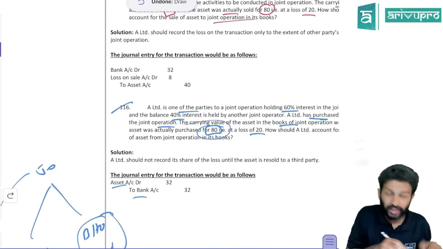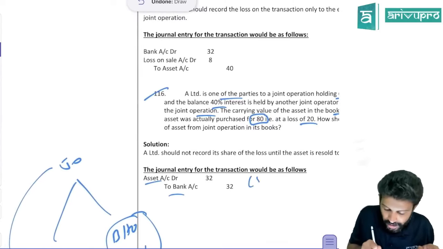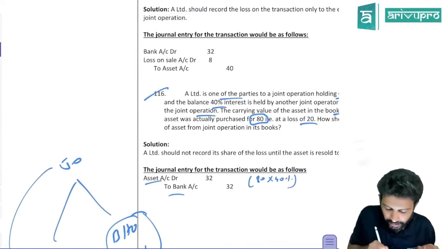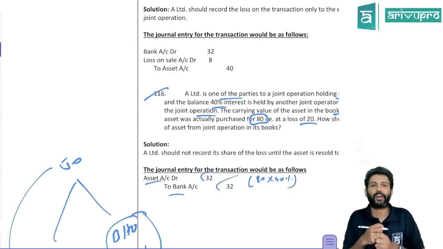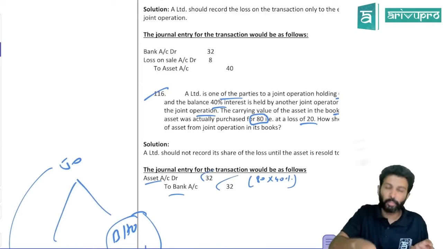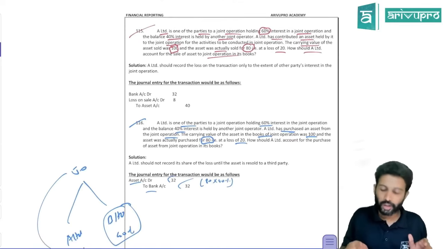You purchased for 80, no? 80 is for 100%. For 40%, how much? 80 ka 40%, which is 32. So asset account debit to bank account 32. At the time of purchase, we don't book any profit or loss. So this is your quick accounting.